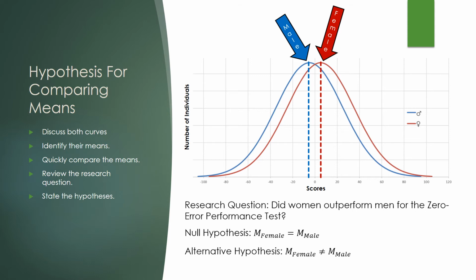In this case, visually, we can see the female mean is higher than the male mean. So if we perform a statistical test and it tells us to reject the null hypothesis, we can definitively say the women outperformed the men for this test because the means are different and the women had a higher mean.